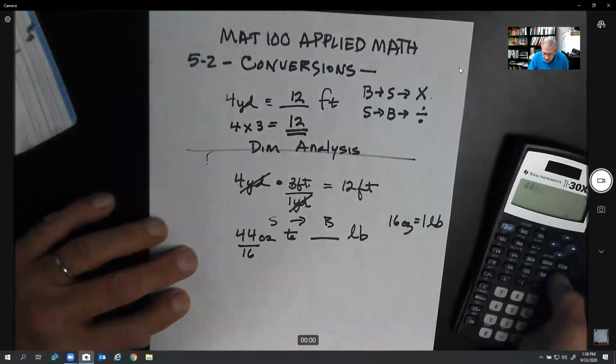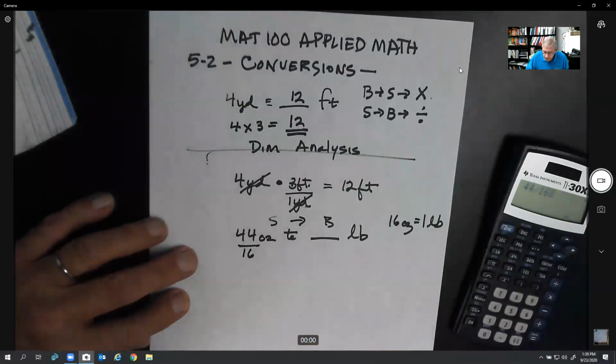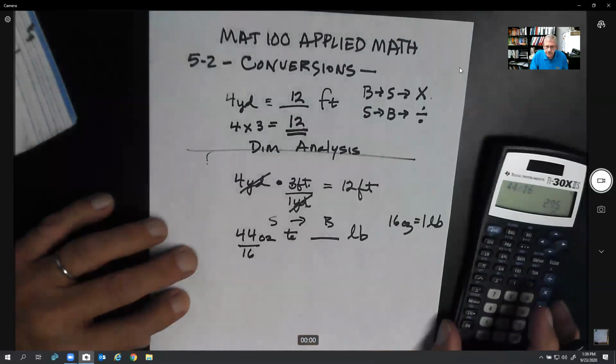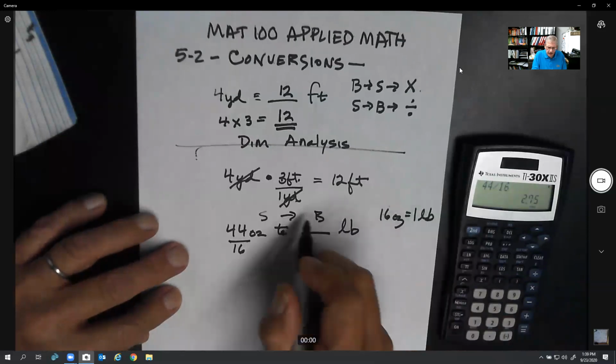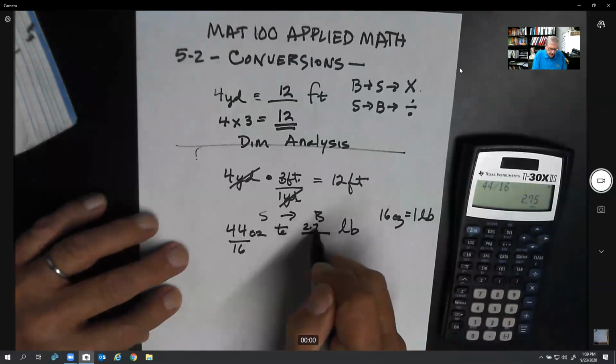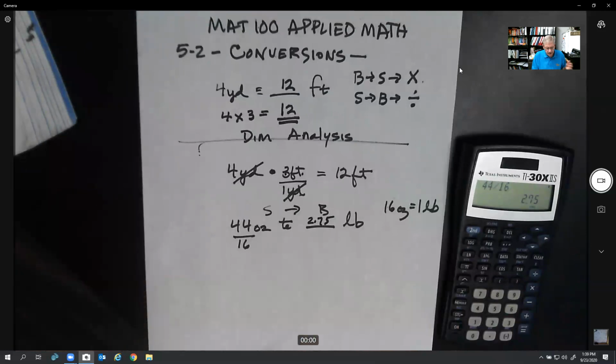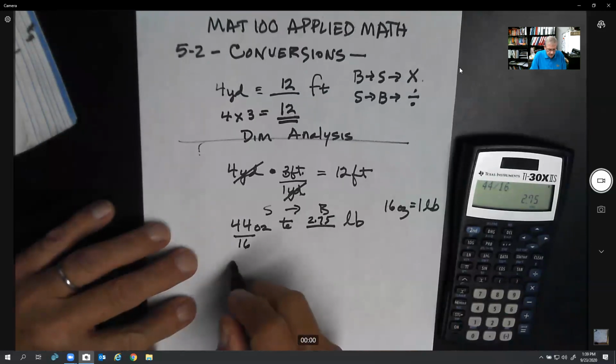So we take 44 and divide it by 16. 44 divided by 16 equals 2.75. And you could leave it as a decimal. That's fine. I know you could use a calculator. The book says 2 3/4. But let's do it by dimensional analysis too.